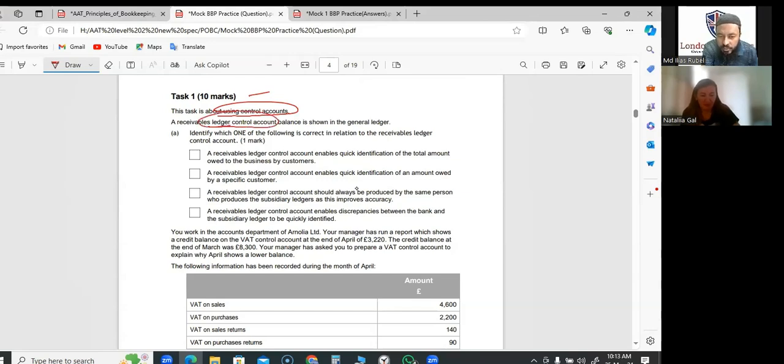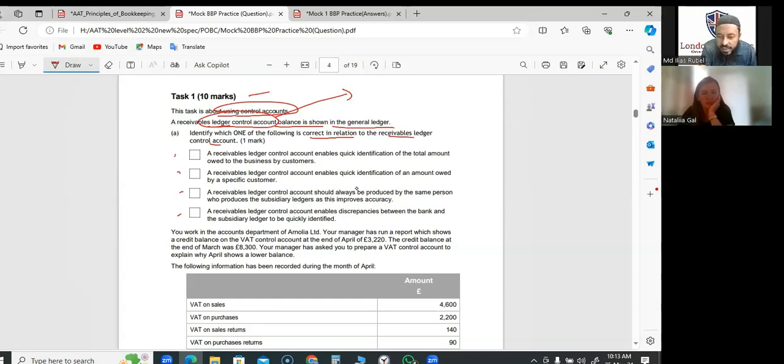Natalia, what is a control account again? It's a combination of all the individual accounts, right? Yes, brilliant. It's shown in the general ledger. So a receivables ledger control account balance is shown in the general ledger. Which one of the following is correct in relation to the receivables ledger control account? Let me read all these items. Think what is the best answer, and we'll answer that.